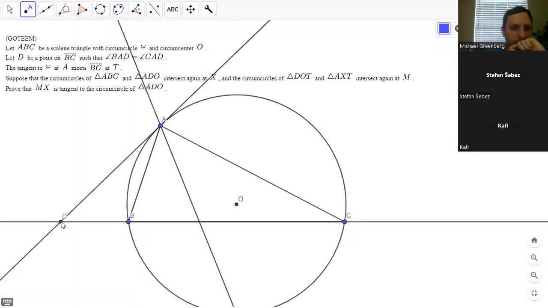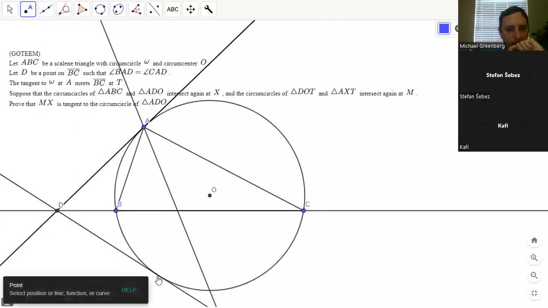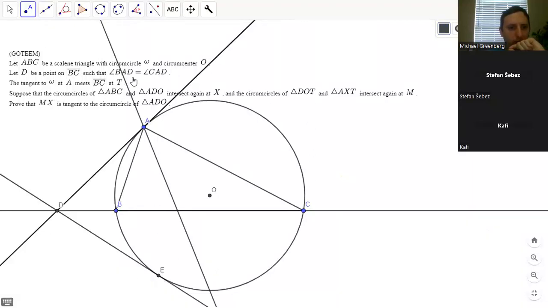So yeah, if we draw the symmedian, then this would be tangent to it. So basically, whenever we have something like this, this is going to be a harmonic. This is going to be the symmedian right there. Okay.